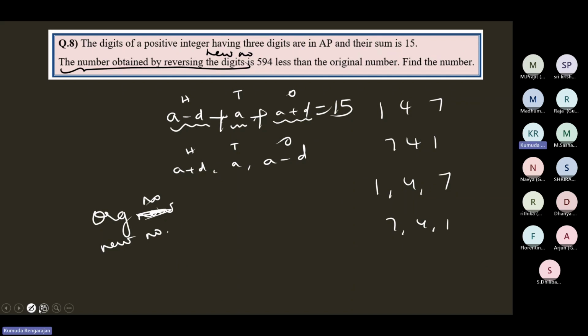So which assumption will you go with now? We first understood that you have to do both the assumptions, but the second information makes it more clear. Will you go with this one or this one? The new number is small. The original number is greater. So that means the digit in the hundreds place should be greater than the digit in the ones place. Second assumption. Correct. So you go with the assumption A plus D, A and A minus D.